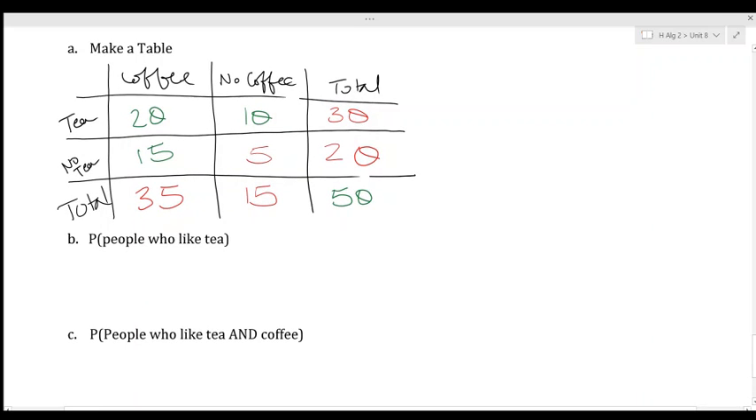So, probability of people who like tea. So this is only focusing on tea. So, if they like tea, we have, let's see, where are they at? So, number of people who like tea is 30. There's 30 people who like tea, and it's 30 out of 50. We're not given a condition. So this is 3 out of 5. Or, again, if you're a decimal person, that's going to be 0.6.